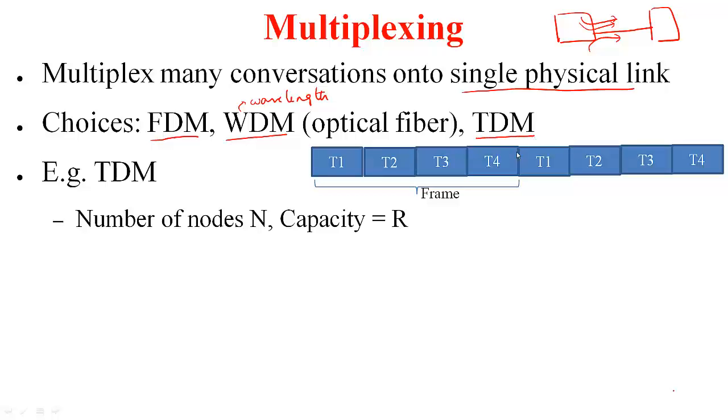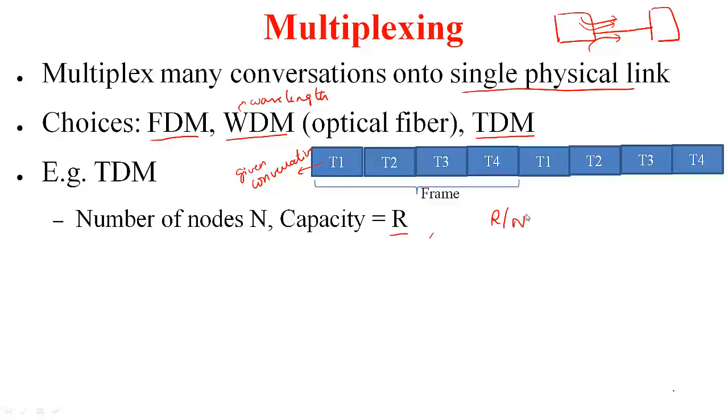So let's see how TDM works as an example. Remember, you have only one physical link. So what you do is you divide the time into time slots, and a couple of these time slots make up a frame, and this frame repeats itself. And you allocate a time slot for a given conversation. Now, if there are n such conversations and your overall capacity of the link is R, each conversation gets how much capacity? Right, R over n.